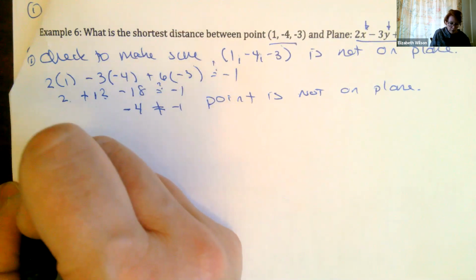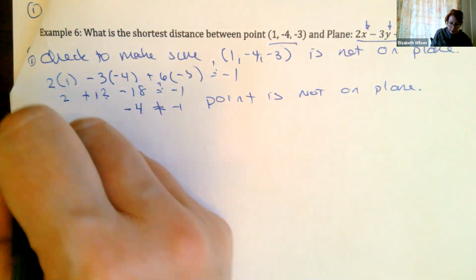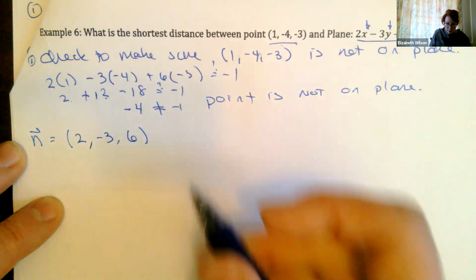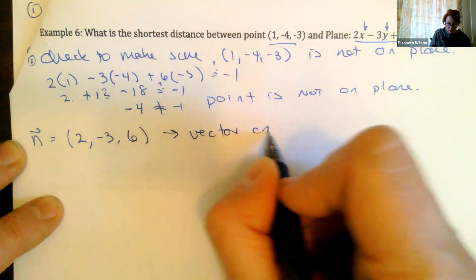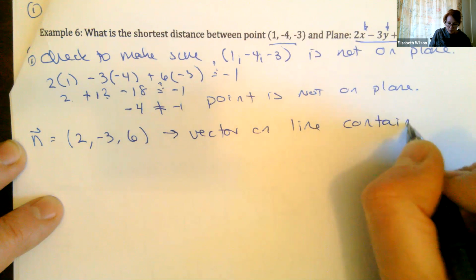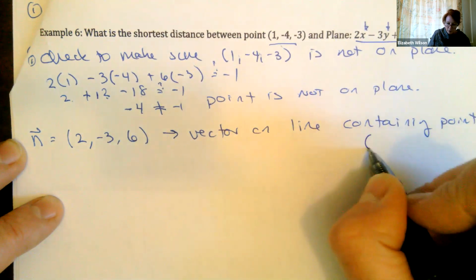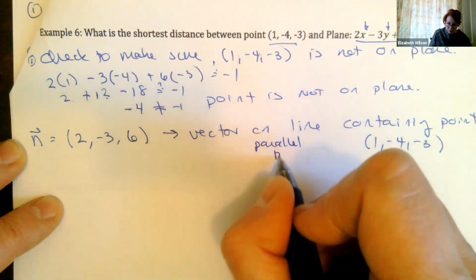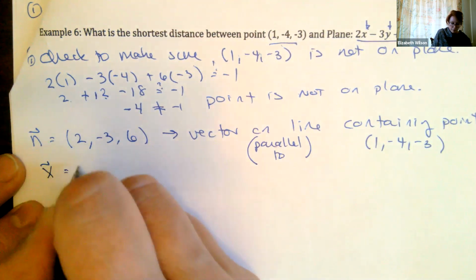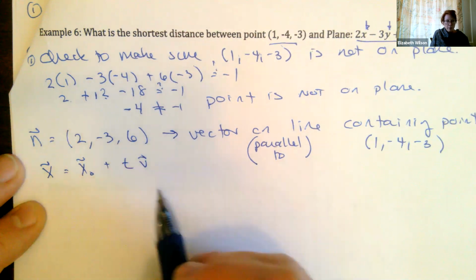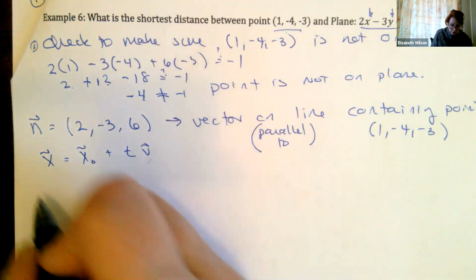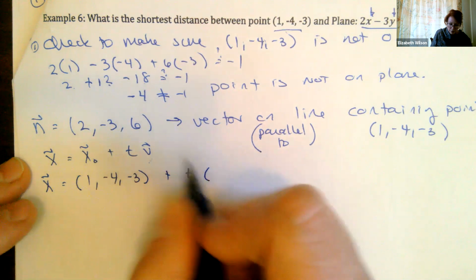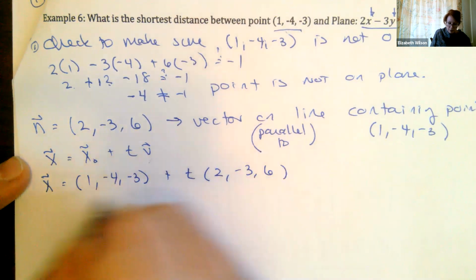Now let's get out our normal vector to the plane: the coefficients of x, y, and z, so 2, -3, 6. This becomes a vector parallel to the line containing the point 1, -4, -3. So our normal vector becomes the direction vector of the line. I'm going to write x bar equals the point 1, -4, -3 plus t times our normal vector 2, -3, 6. So that's the line.